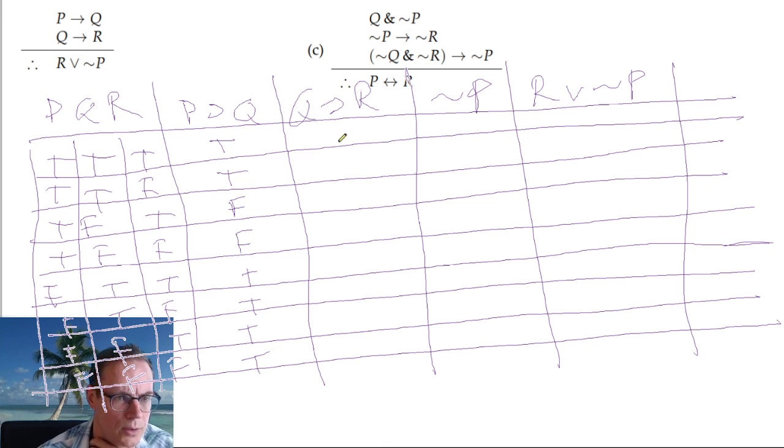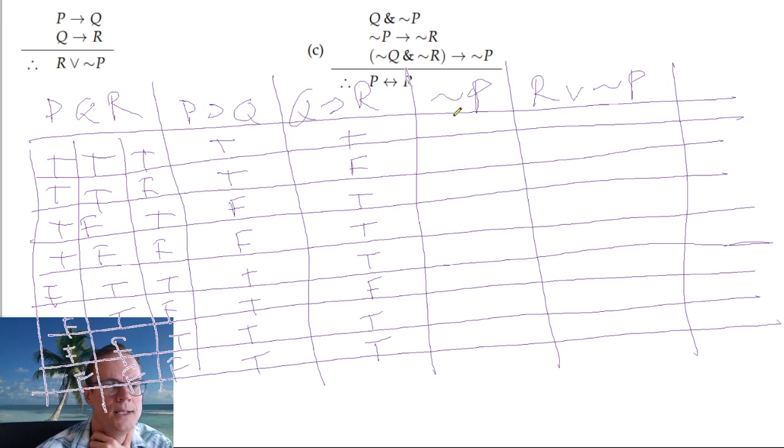Q horseshoe R. From true to true, true. From true to false, false. From false to true, true. From false to false, true. From true to true, true. From true to false, false. From false to true, true. From false to false, true.